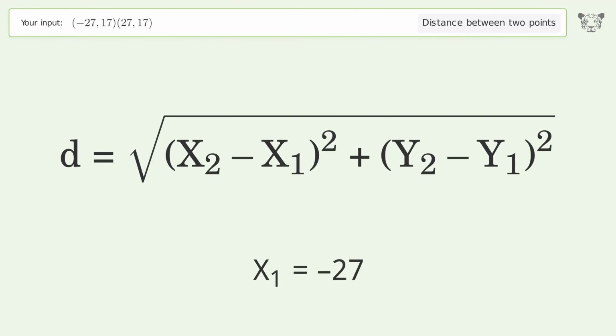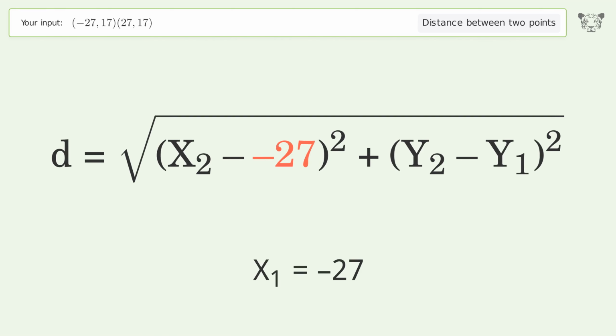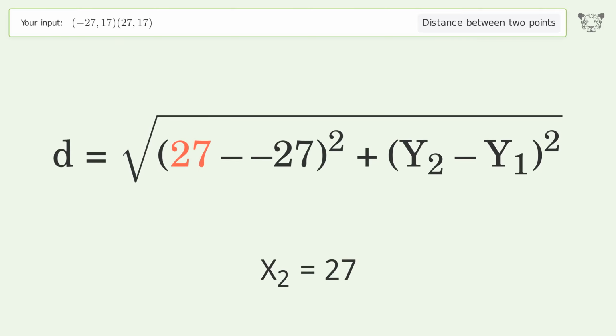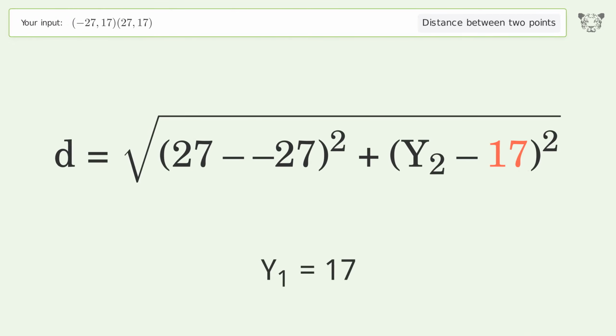x1 equals -27. x2 equals 27. y1 equals 17. y2 equals 17.